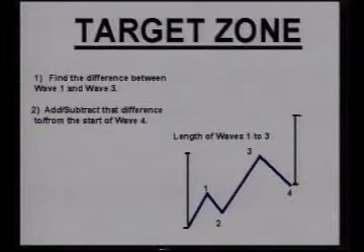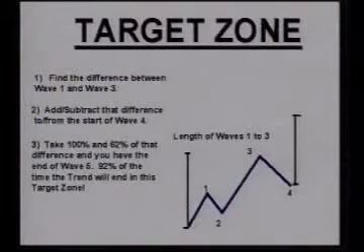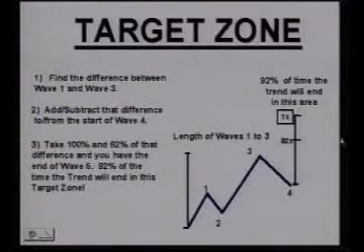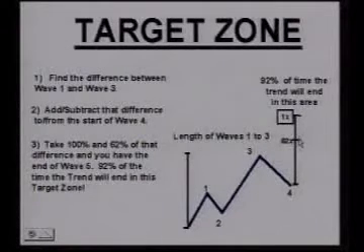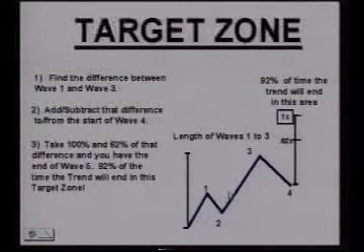Then the next step is very simple. All we do is we take 100% of that, which would be the top of that bar, and 62% of that. And what we found in actual practice is 92% of the time, that's 9 times out of 10, this fifth wave is going to end up here in this 62 to 100% of the distance between the beginning of wave 1 and the ending of wave 3.